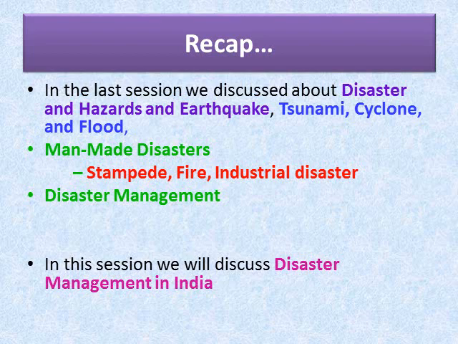We also learned what is disaster management. It is a systematic process of applying administrative directives, organizations and operational skills and capacities to implement strategies, policies and improved coping capacities in order to lessen the adverse impacts of hazards and possibly of disaster. We also learned about the 6 disaster management phases that have been used in the concept of disaster cycle: preparedness, mitigation, prevention, response, recovery and development. Dear children, in this session we will discuss disaster management in India.